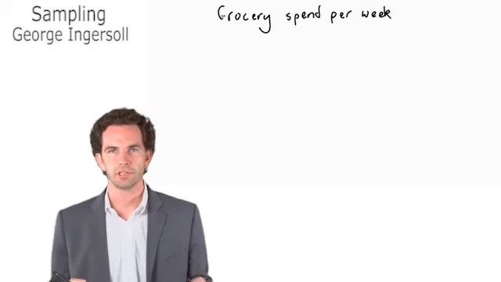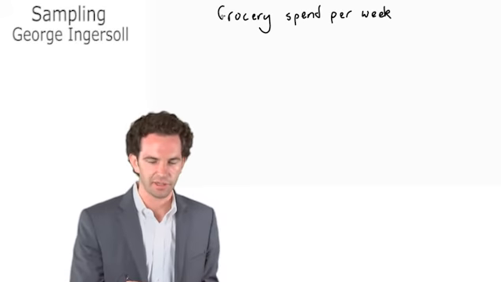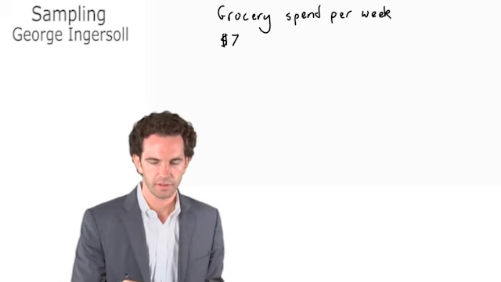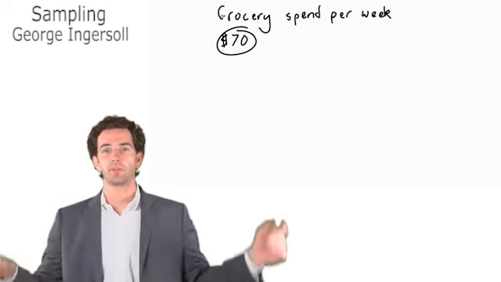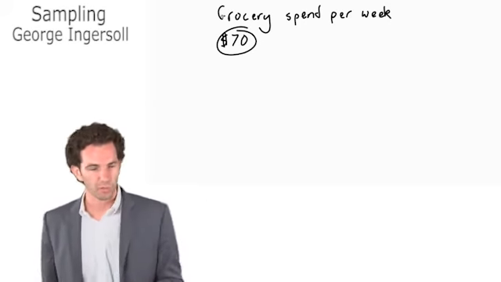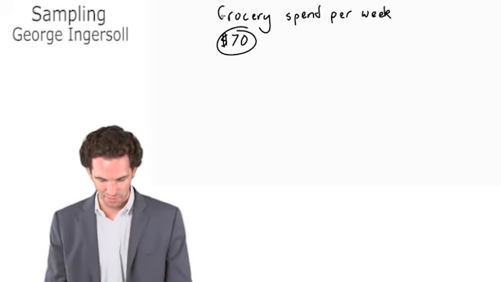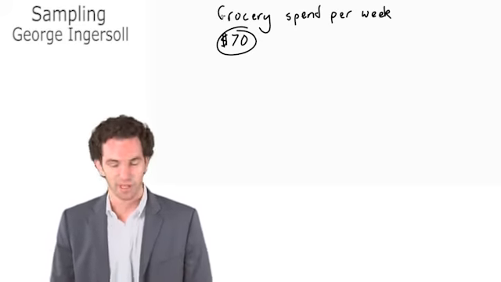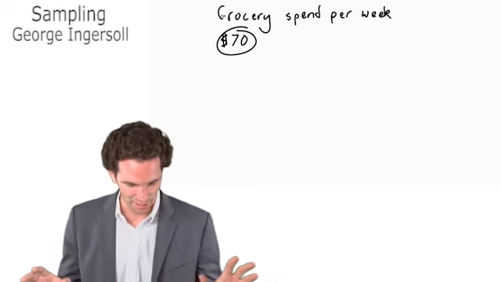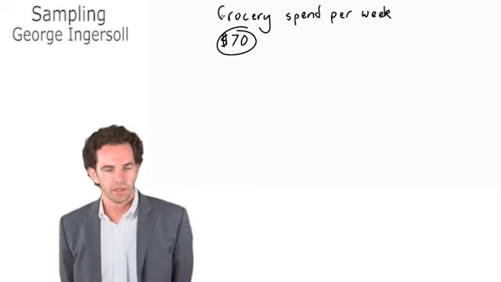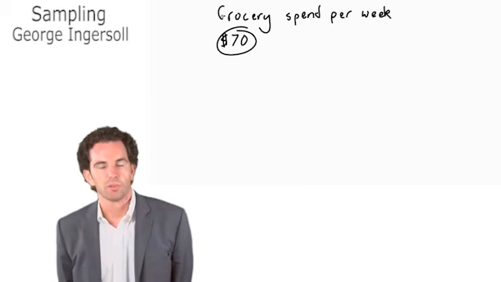Now, let's say the actual average is $70, right? That's the actual amount that the entire U.S. population spends on groceries per week. I made that number up. If you know the real number, then please don't write to me. That's just the number I wrote, not the actual number. But let me say the average person in the U.S. spends $70 per week on groceries.